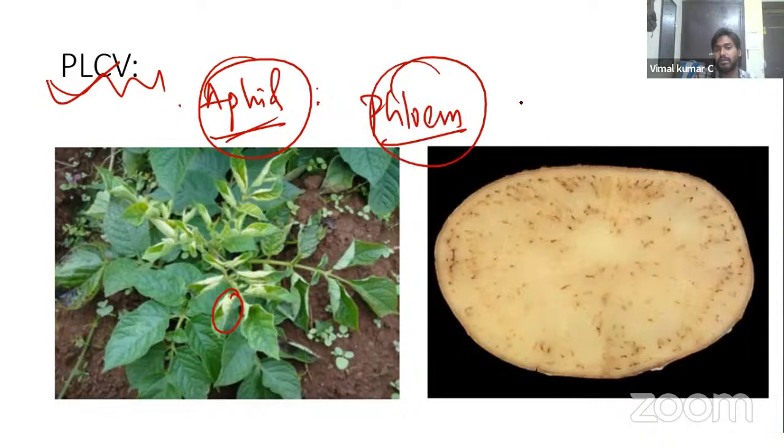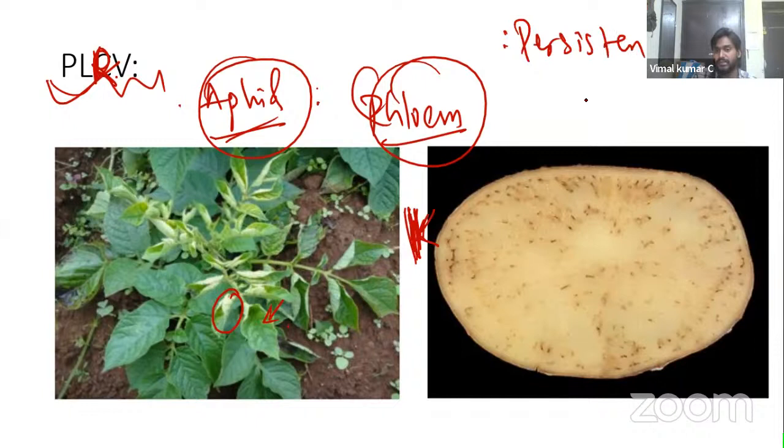Usually the insect will take the virus from the leaf, especially aphids, from the epidermis. But when it comes to potato leaf roll virus, it should be R, potato leaf roll virus, it will extract the virus load from the stem or the phloem. That's why it is a persistent virus. Even though aphids usually transmit in a non-persistent manner, this one they transmit in a persistent manner. That is potato leaf roll virus.